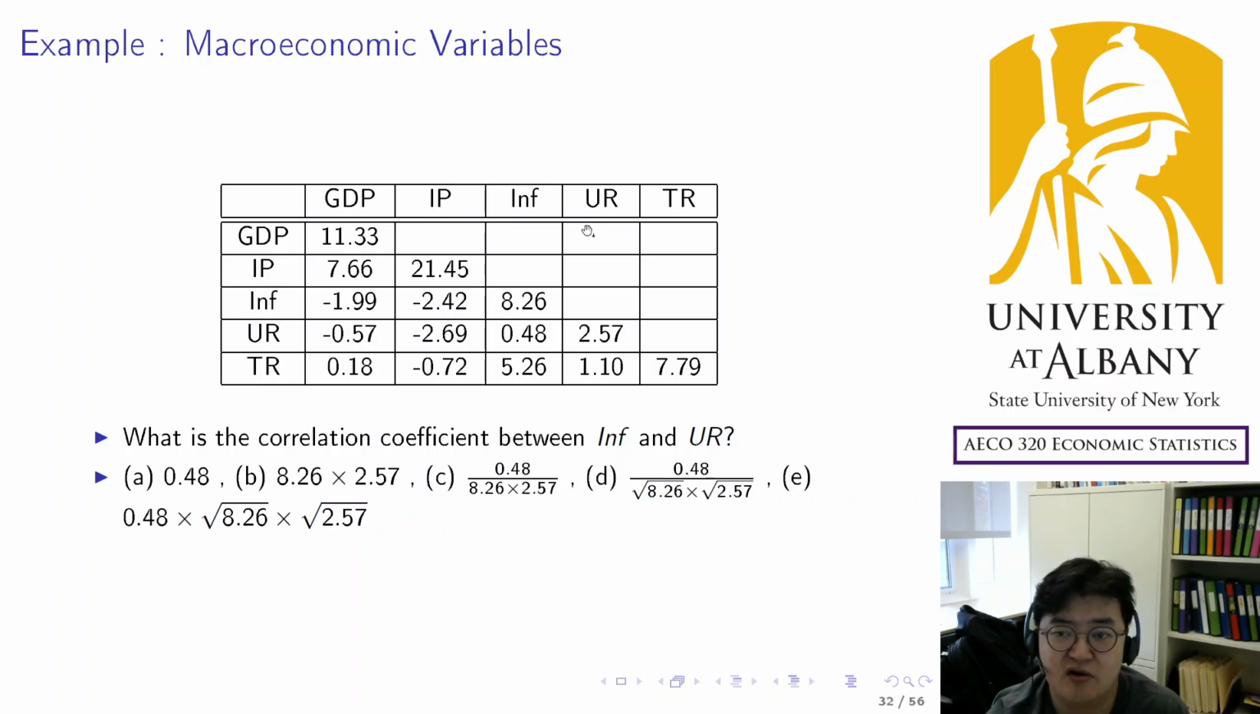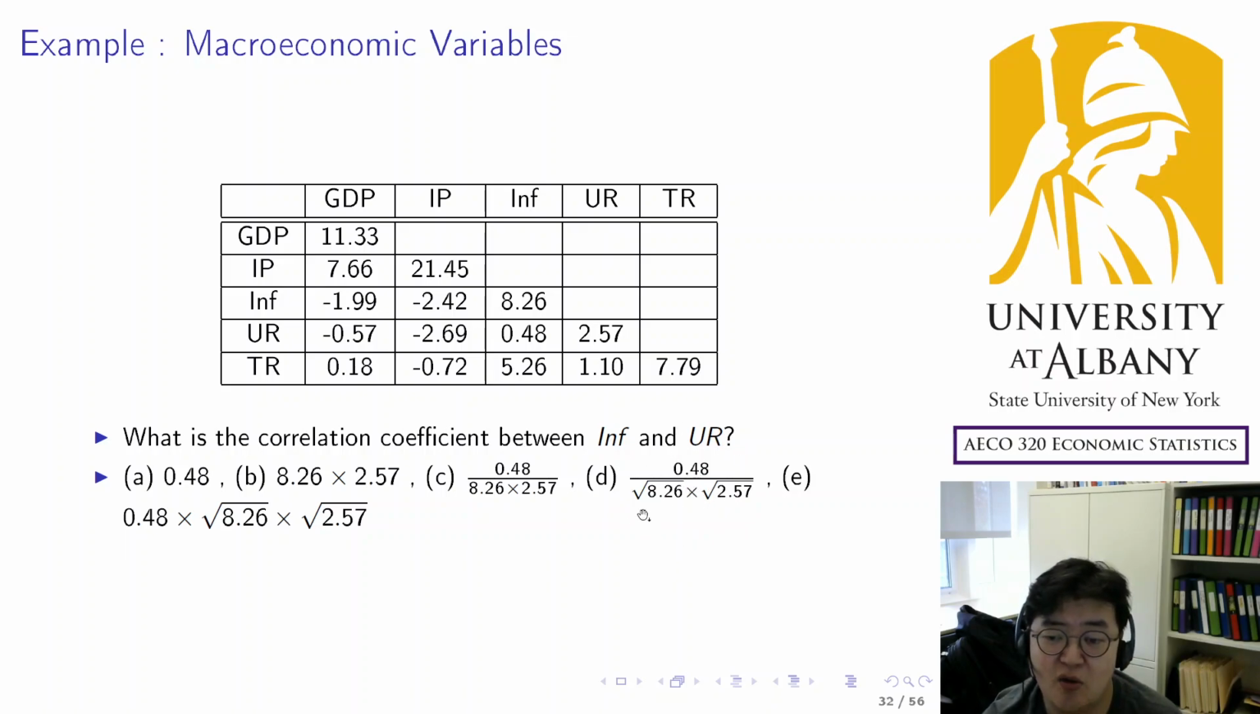Inflation rate and unemployment rate. So they meet here, so this is obvious. This is the covariance. And then what you need to calculate the correlation coefficient is their standard deviations. Their covariance is 0.48, and standard deviations can be found from their variances. So 8.26 is the variance of inflation; if you take its square root, that is the standard deviation of inflation. Similarly, 2.57 is the variance of the unemployment rate, so its square root is the standard deviation of the unemployment rate. So the answer is D.